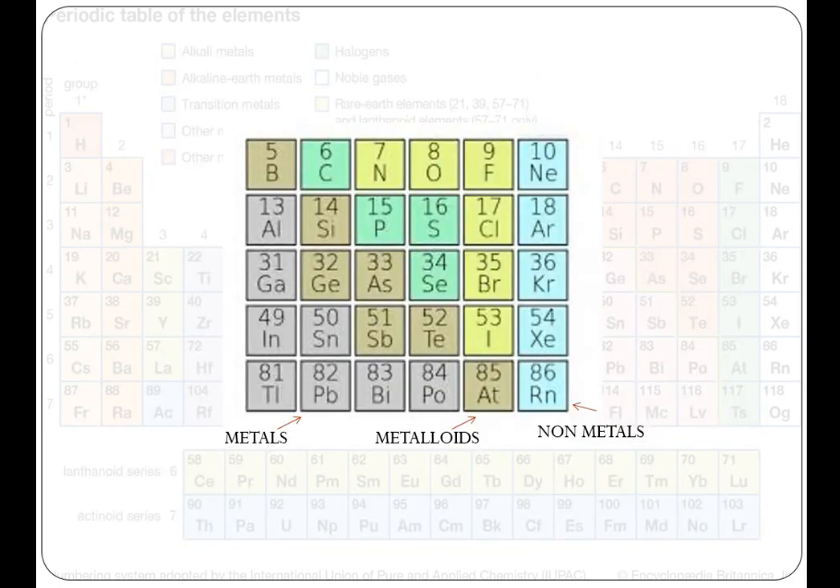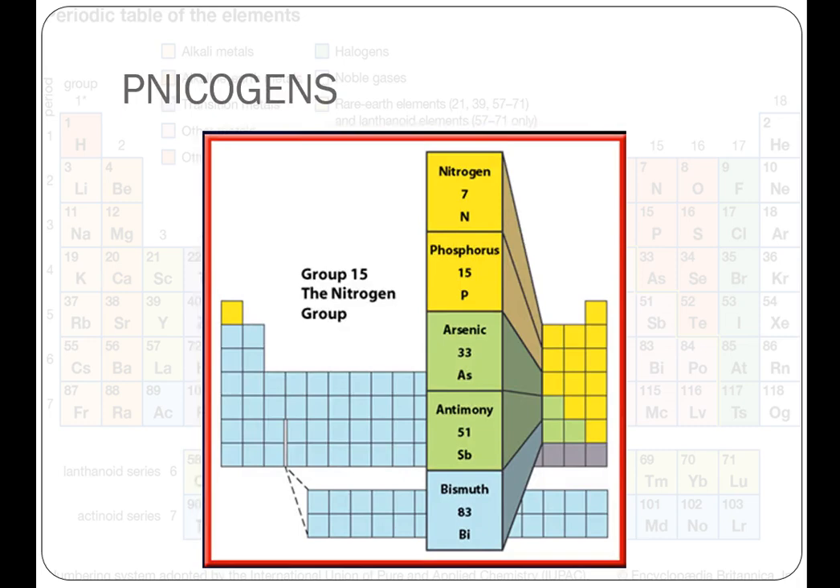Group 13 and 14 we have already studied in class 11th. Now, in class 12th, we will start with group 15 elements. Group 15 elements consist of nitrogen, phosphorus, arsenic, antimony and bismuth. The general electronic configuration of these elements is ns2 np3.